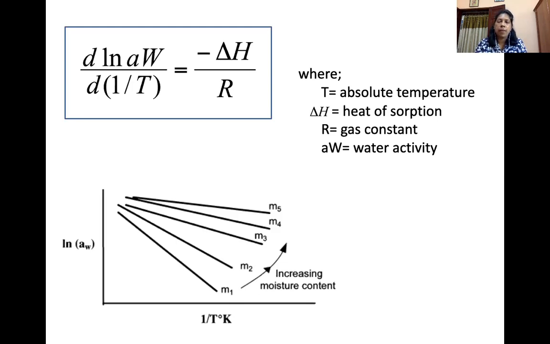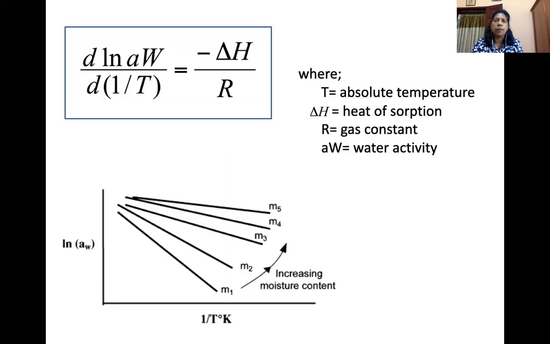Because the axis shows 1 over the temperature in Kelvin. 1 over temperature means changing the temperature by even a smaller amount, whether temperature is 5 or 10 or 20 or whatever. Therefore, you can draw lines like that, increasing the moisture content, right?